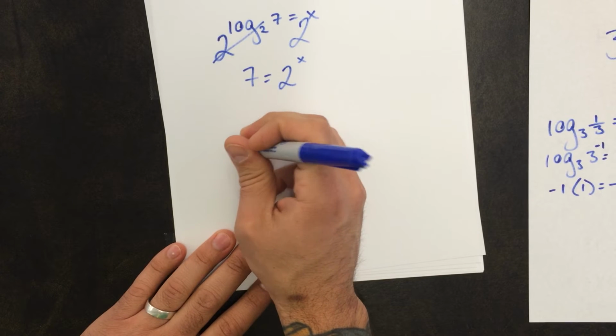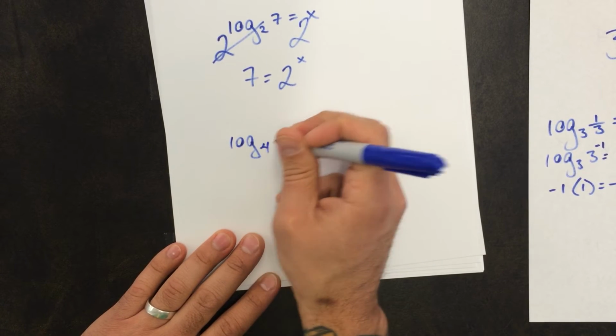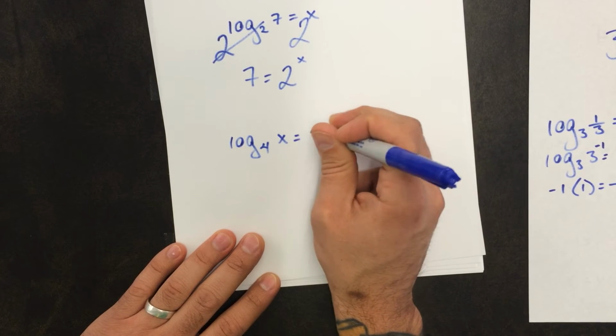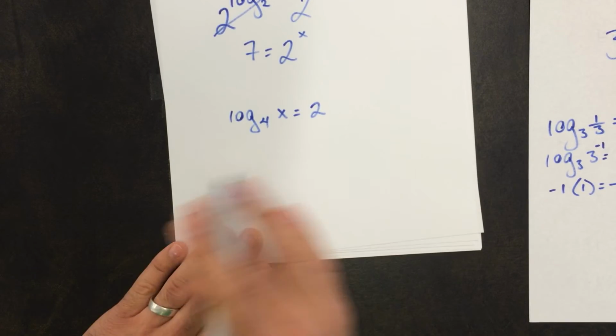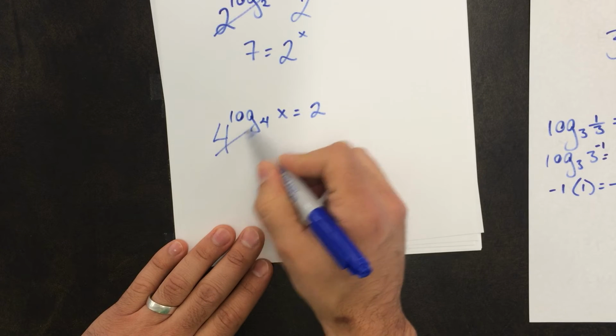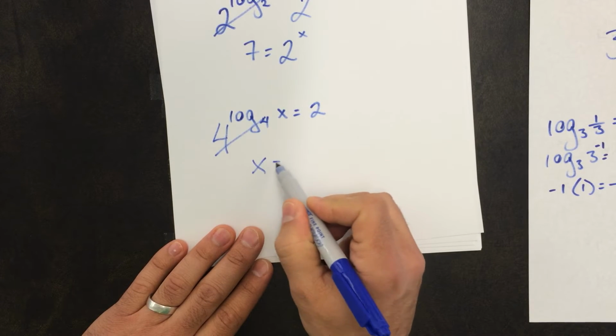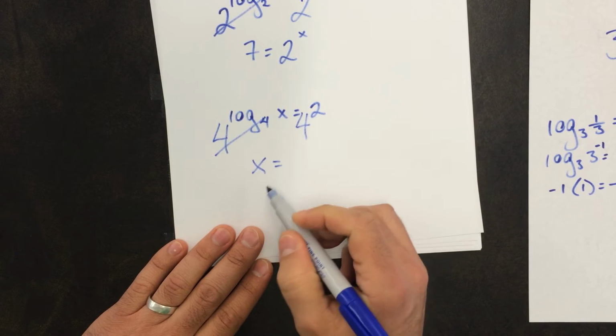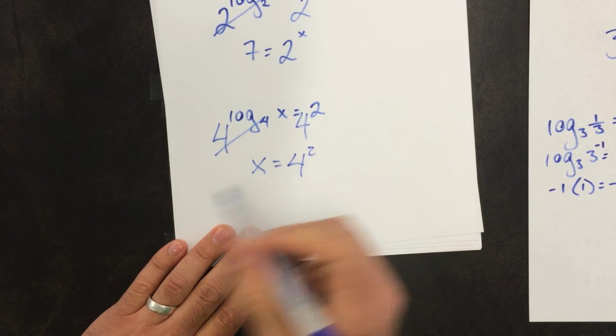If I have log base 4 of x equals 2, and I want to write it in exponential form, in order to cancel this out, I'm going to do 4 to the power of. Those cancel out. I'm left with just x. Whatever I do to one side, I have to do to the other. So x equals 4 squared.